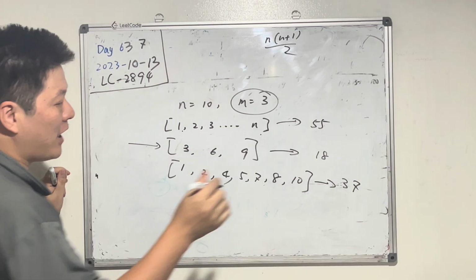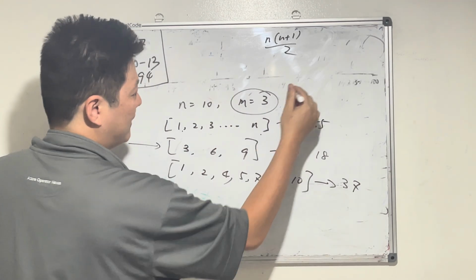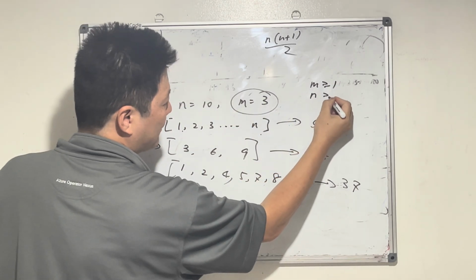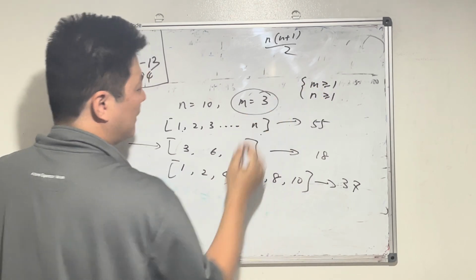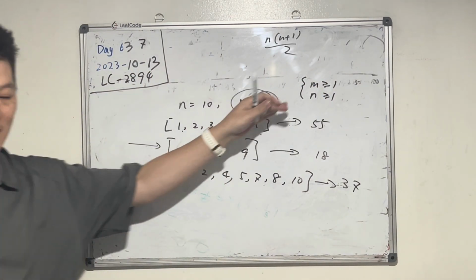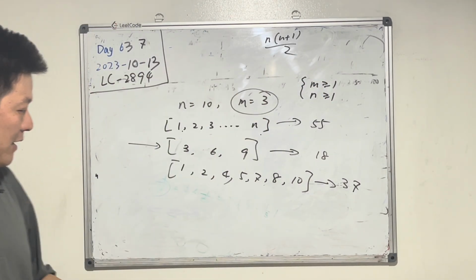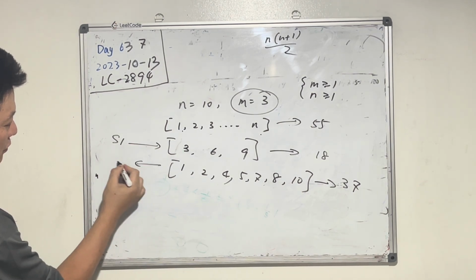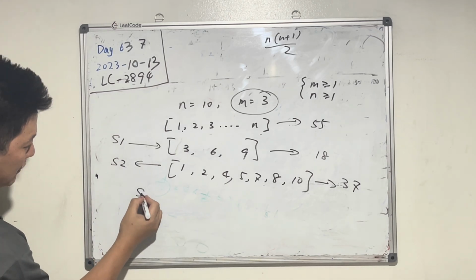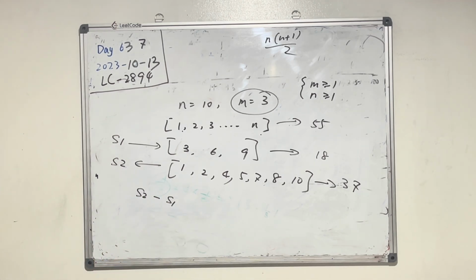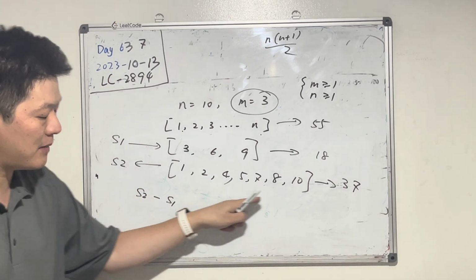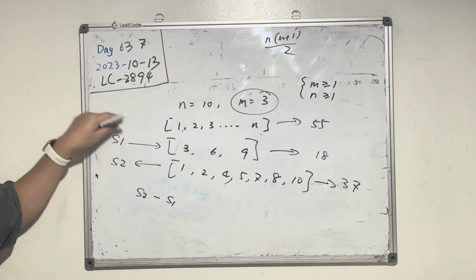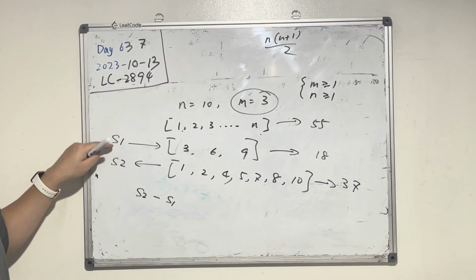So you're right. We have to define the range of the valid cases, which is m bigger or equal than 1, and n bigger or equal than 1. These are the input range. We don't consider other cases like negative numbers. So this is S1, this is S2. We want to return S2 minus S1. S2 is the sum of those numbers which cannot be divisible by m. S1 is the sum of those numbers which can be divisible by m.